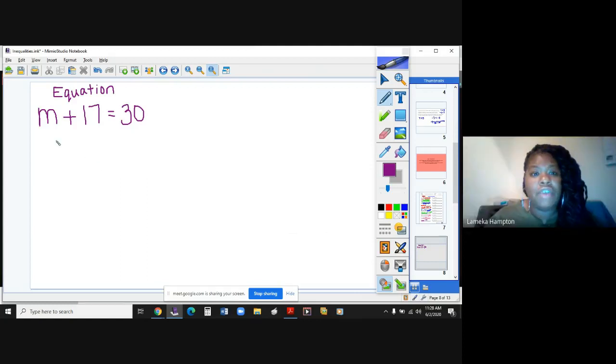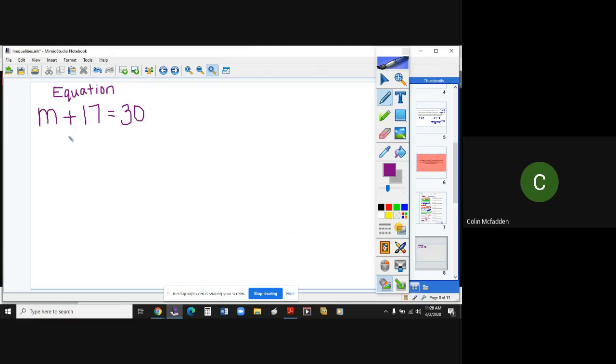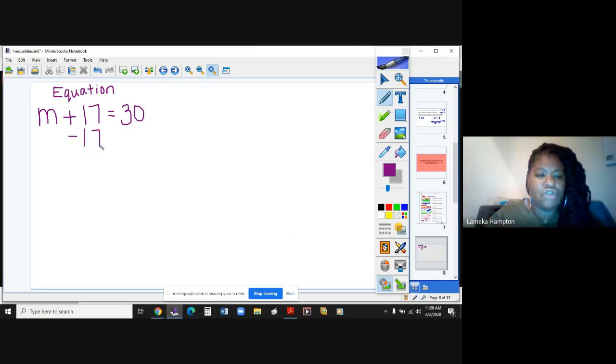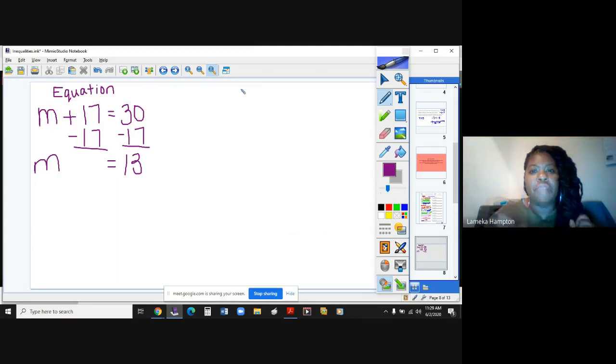Okay. So what I have here, I have M plus 17 is equal to 30. How would I go about solving this equation? You subtract 17 from both sides. Subtract 17 from both sides. You are absolutely correct. And when I do this, I am going to be left with M is equal to 13. Now, we're going to take that same process, okay? Remember, math is repetitive. So again, you're going to see these things again, but it's going to be in a different format.